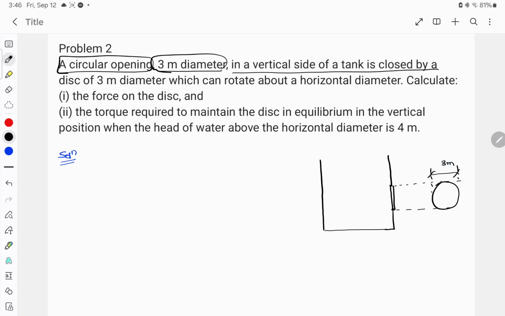Which can be closed by a disc. This hole was closed by a disc, which can rotate about its horizontal diameter. There was a pin here, so this circular disc can rotate like this. It can rotate about this axis. They are saying that I have pinned it here, and if there is water inside, this disc can rotate like this.